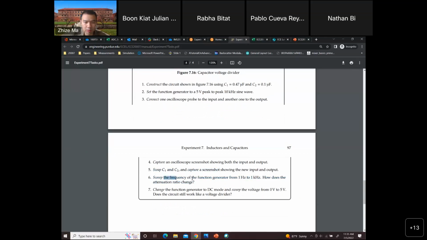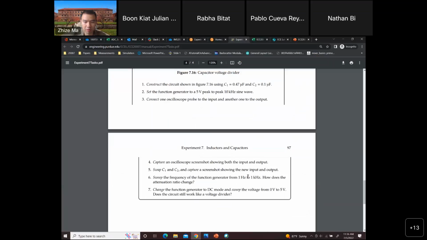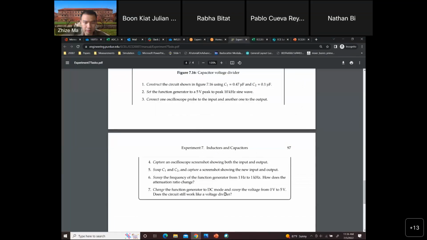First of all, you need to sweep the frequency from 1 Hz to 1 kHz. Remember when you have a low frequency, let's say 1 Hz or 5 Hz or 10 Hz, when you detect the low frequency signal, you need the roll mode. Then when you increase the frequency, you come back to the normal mode for the measurement. Another thing here is the attenuation ratio. What's the attenuation ratio? It's just V out amplitude divided by V in amplitude. That's the attenuation ratio.